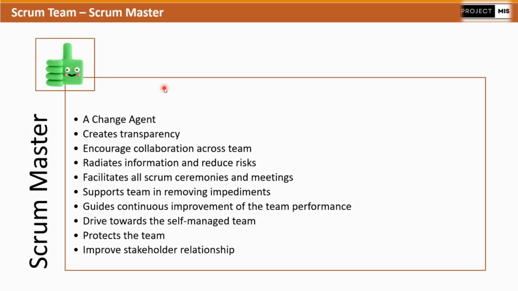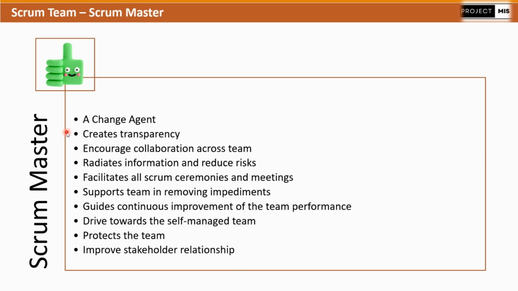The second pillar of Scrum team is a Scrum Master. Scrum Master is a change agent. He is the key person to drive the agile transformation in the project. He is the one who understands the agile principles, coaches the team to follow the agile principles, agile values, and meet the customer benefit. So he works as a change agent.